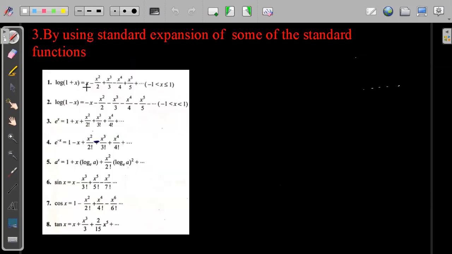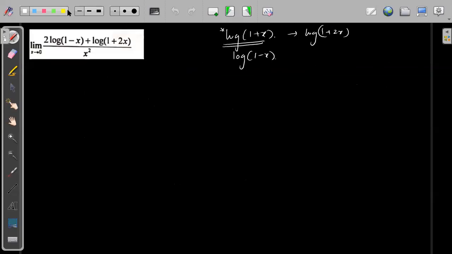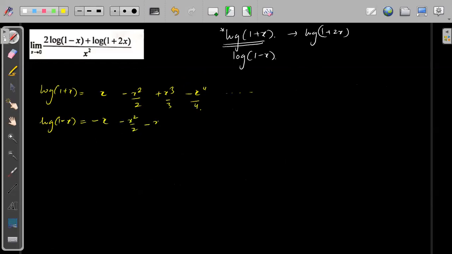So see, log of 1 plus x is x minus x square by 2 plus x cube by 3 minus x to the power 4 by 4 and so on. Here we have only 2, 3, 4, 5, we do not have the factorials. Remember this thing. Now if we write for log of 1 minus x, this will become simply minus x minus x square by 2 minus x cube by 3 minus x to the power 4 by 4 and so on.